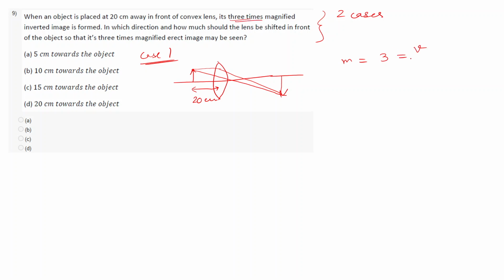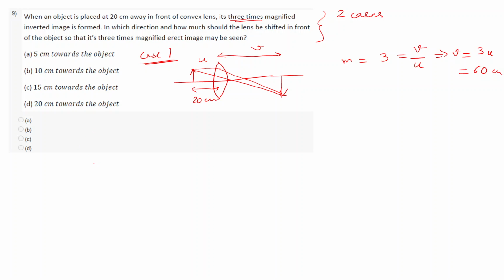This distance is 20 centimeter and magnification is 3 times, which again is the ratio of v by u, right? This is u and this is image distance v. It implies that image distance is 3 times u, which is 20, means 60 centimeter. Now this is one case.